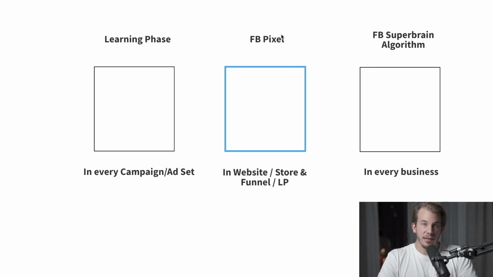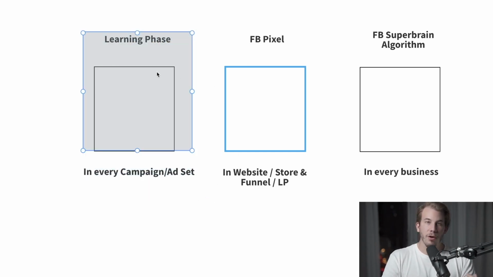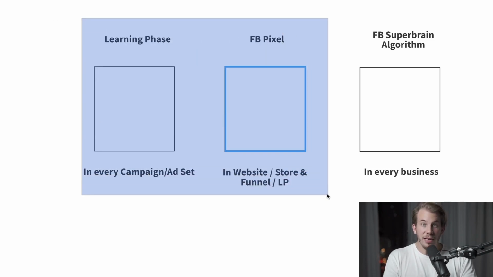And what this pixel now does, it becomes more and more intelligent over time. And whenever you create a new campaign, this pixel informs the learning phase of all the existing data. I always say that when you start up a new business with a completely new ad account, or you have a new ad account for an existing business with a new pixel, maybe a medium-sized business that tries to go online, or a completely new startup that sets up their first shop, then both the pixel and the learning phase start out really, really dumb.